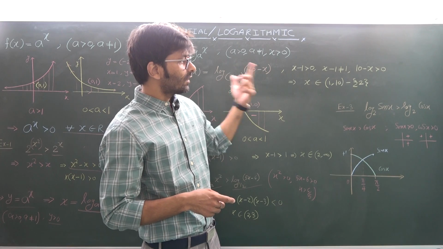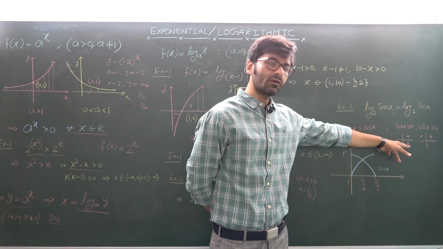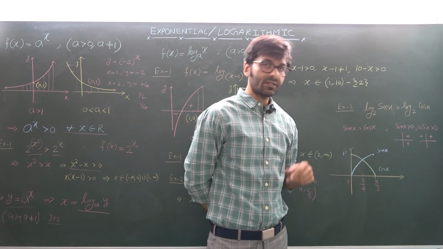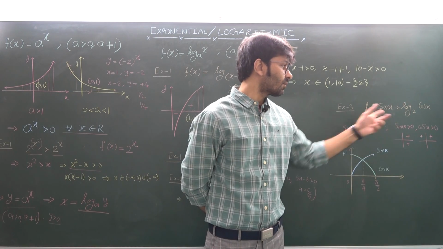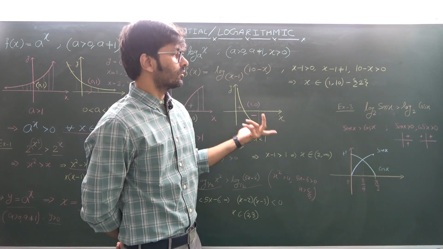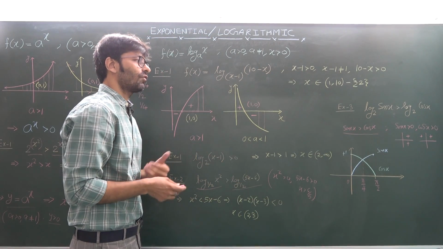And then sin x must be positive, which means first quadrant or second quadrant. Likewise, cos x must be positive, which means first quadrant or fourth quadrant. So the common part is the first quadrant. So ultimately, we need to solve this particular inequation in the first quadrant.